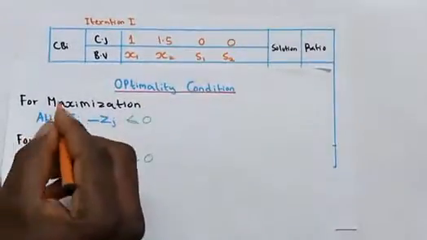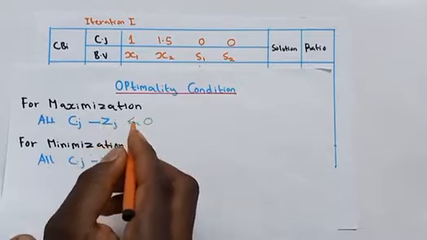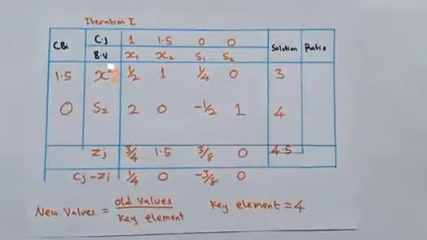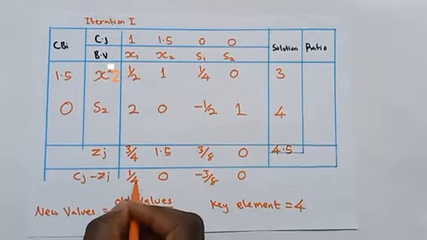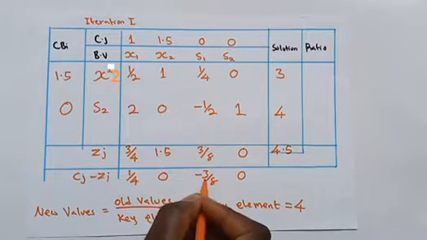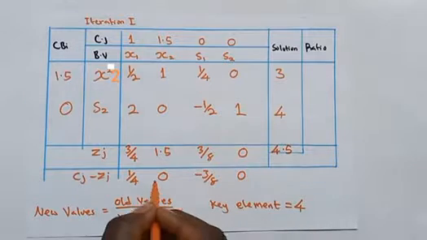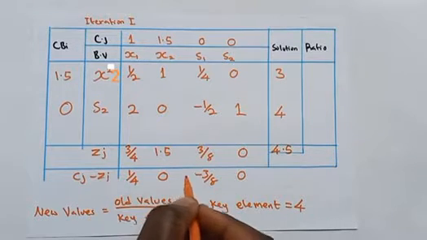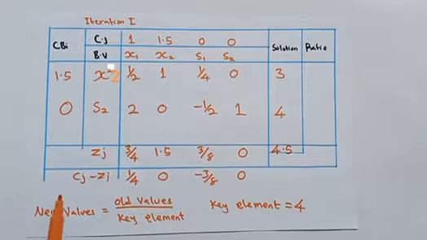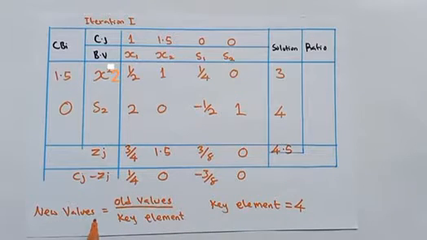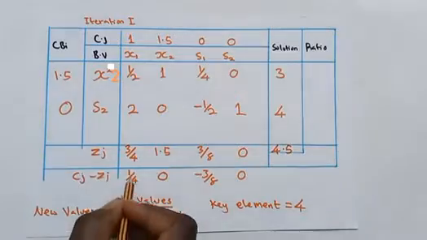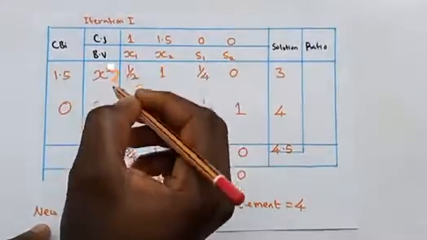Optimal condition for maximization, all Cj minus Zj values must be less than or equal to 0. So here we have Cj minus Zj as 1 over 4, 0, minus 3 over 8, and 0. So we still have 1 over 4, which does not obey that condition. Therefore, we continue the process. What is the maximum positive number in Cj minus Zj? The maximum positive number is 1 over 4. Therefore, this becomes the key column.